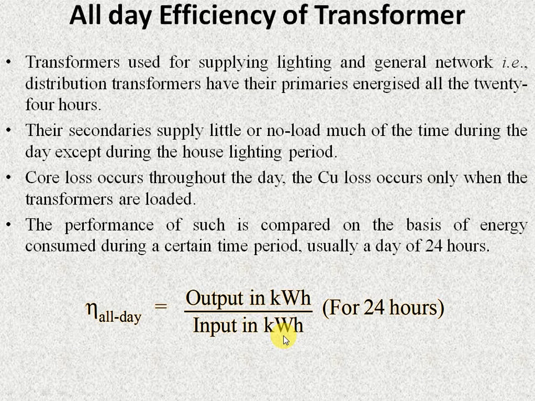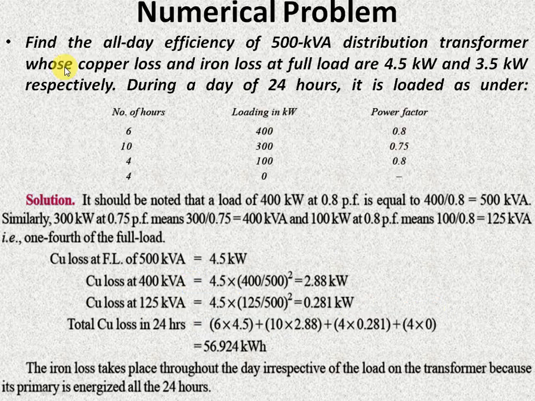You will get a better understanding of this topic while solving the next problem associated with this. In this problem, you are asked to find the all-day efficiency of a transformer. The power rating of the transformer is 500 kVA. This is actually the rated kVA, that is, the full load kVA of the transformer.